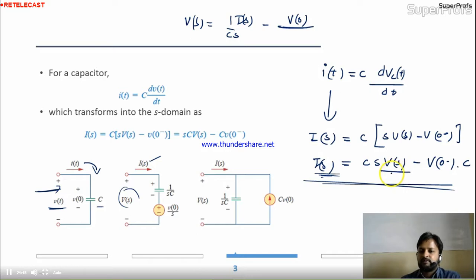What I am doing, I am taking to this side, so it will be plus V0 and divide by S only. Is it okay? So you need to fabricate this equation. So Vs is over here, Is will multiply with 1 by Cs, and plus V naught by S. This is your equation. Further, you can transform it.